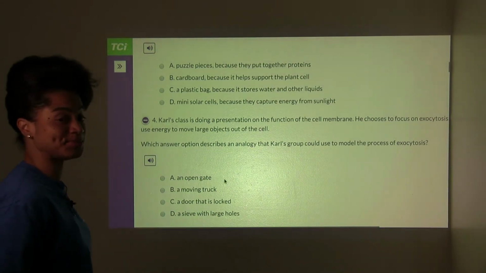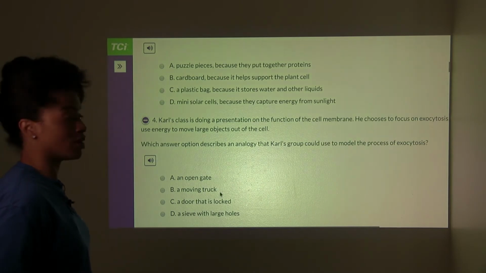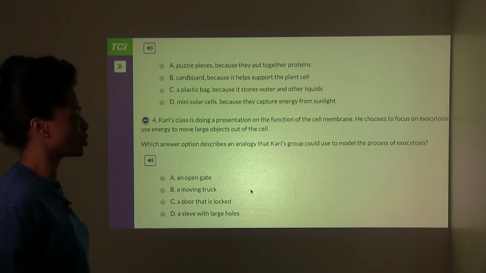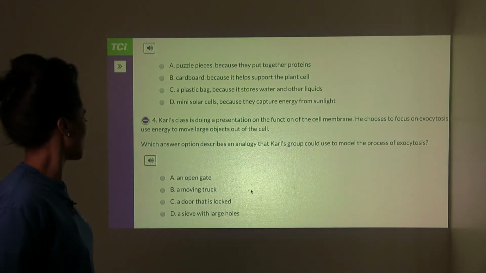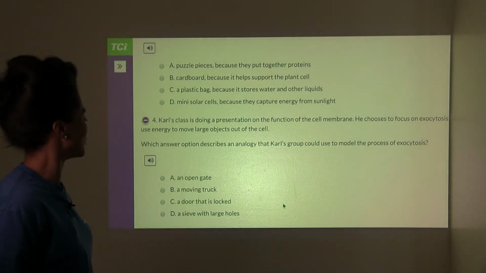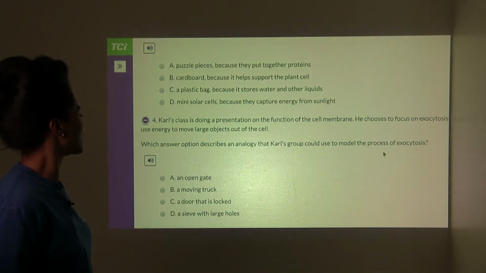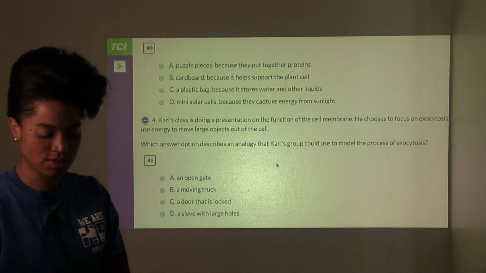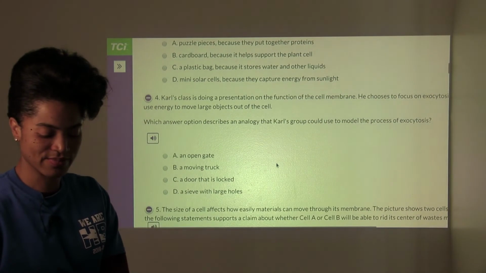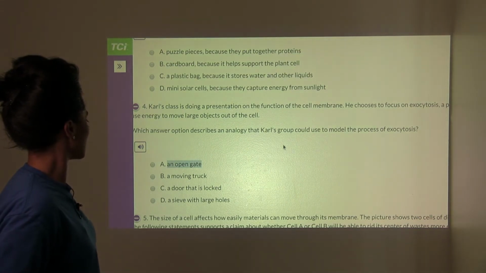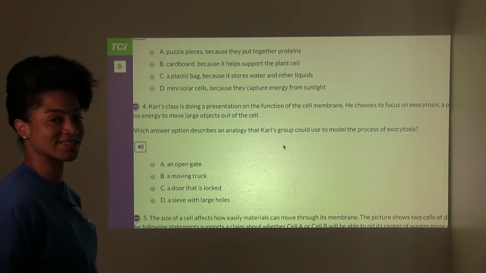A, an open gate. B, a moving truck. C, a door that is locked. D, a sieve with large holes. What do you think? Which would model the process of exocytosis? Exocytosis. All right. Make your choice. All right, you ready to check your answer?